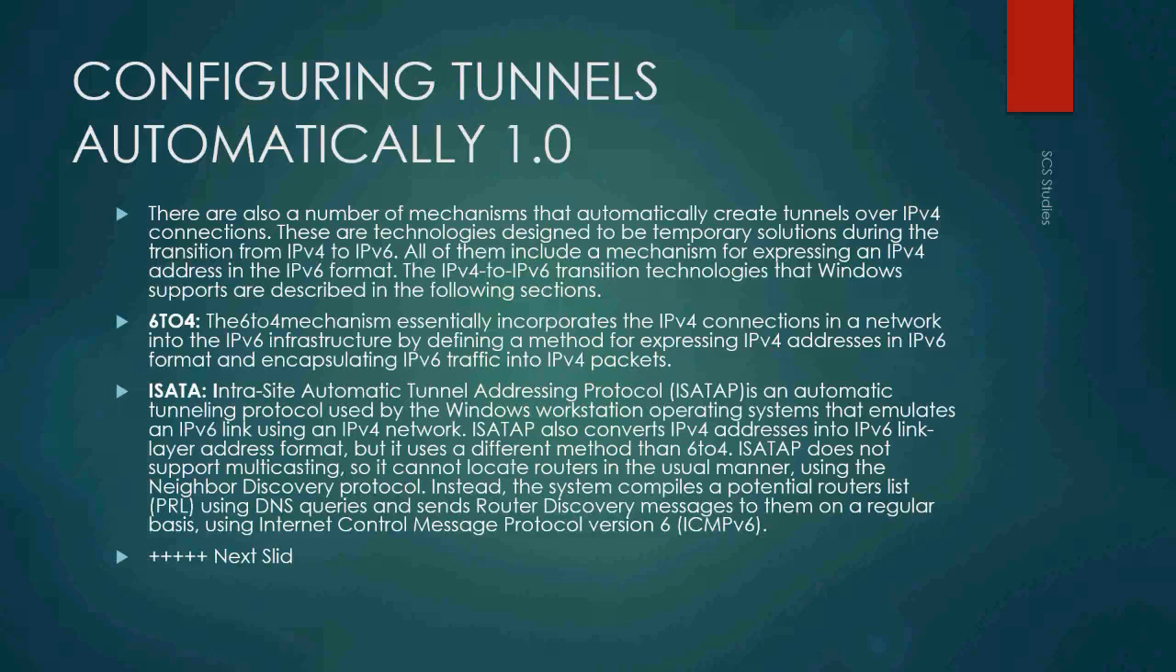ISATAP does not support multicast, so it cannot locate the router in the usual manner using the Neighbor Discovery Protocol. Instead, the system compiles a potential router list, which is known as PRL, and sends router discovery messages to them on a regular basis using Internet Control Message Protocol version 6, ICMPv6.